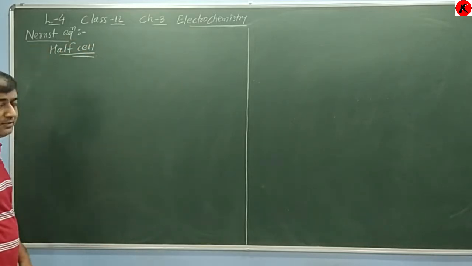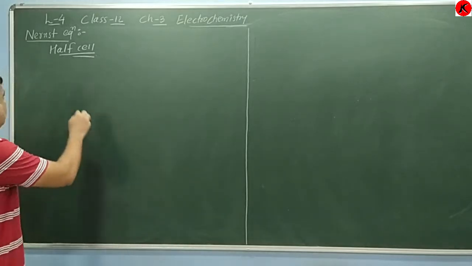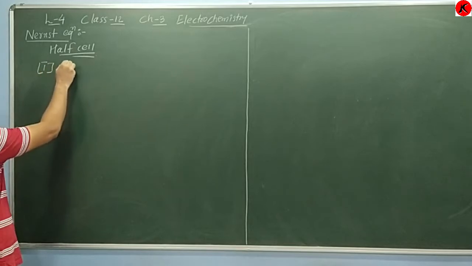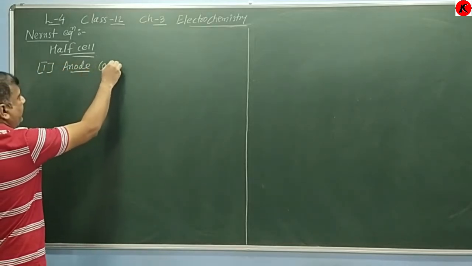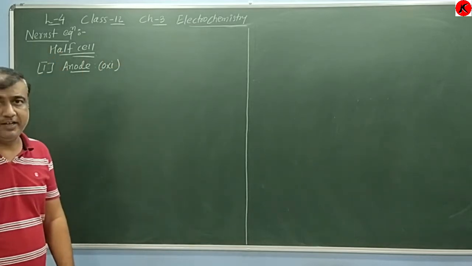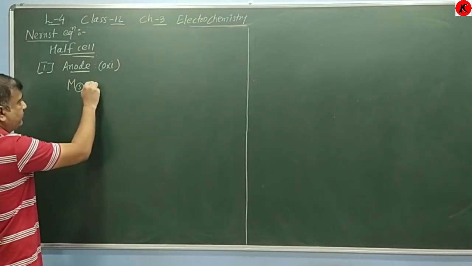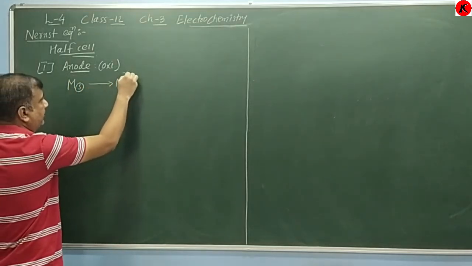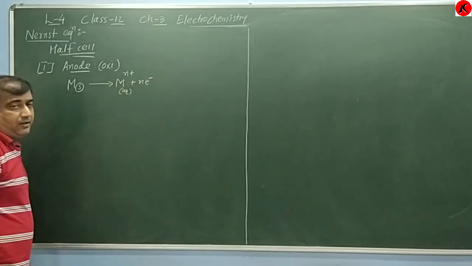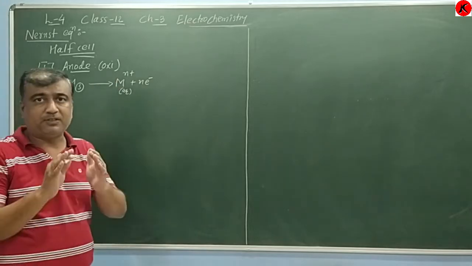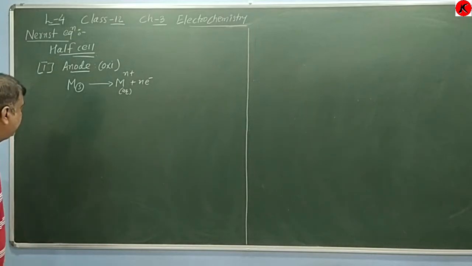A half cell can act as an anode, or second, it can act as a cathode. The first possibility we will discuss is acting as an anode. When the half cell acts as an anode, an oxidation reaction takes place. Suppose the half cell M is converted to Mn+ plus n electrons. Now the concentration we don't know, that means it is not unity.